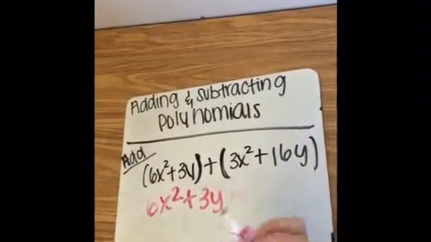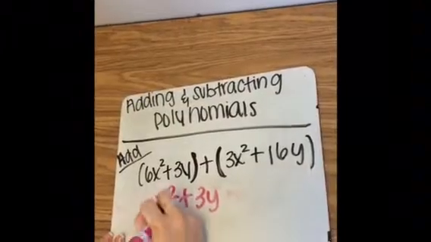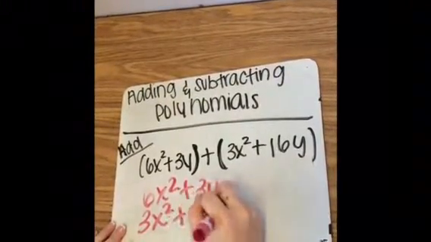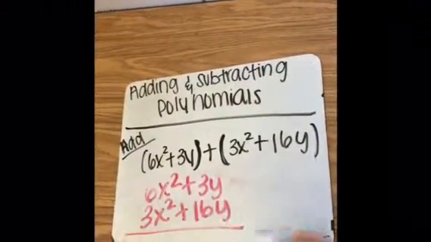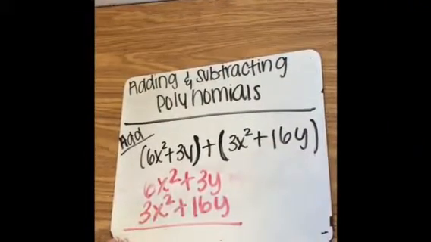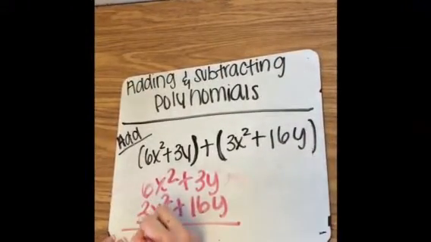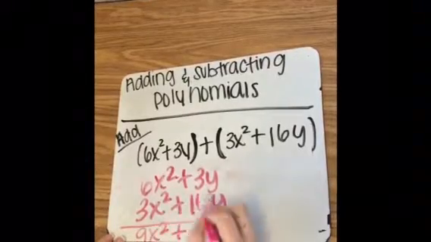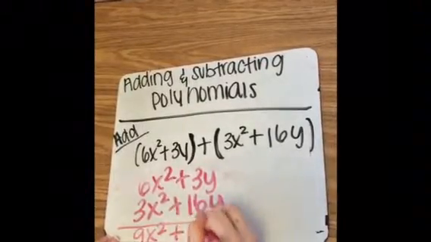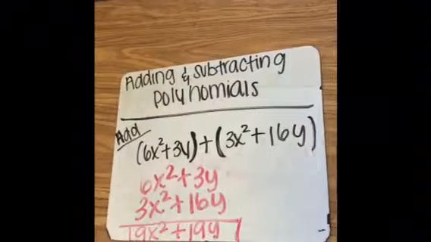So 3x squared plus 16y. This would be 6 plus 3, just add it like normally. 6 plus 3 is 9x squared, plus 16 plus 3 is 19y. And this is your answer.